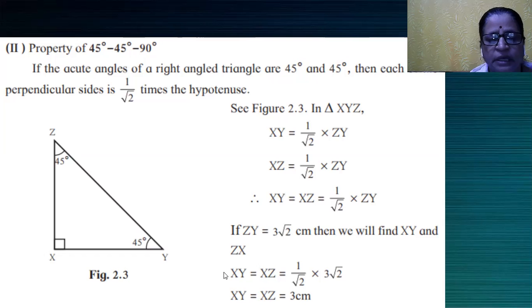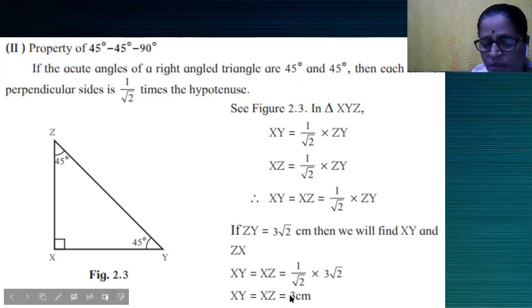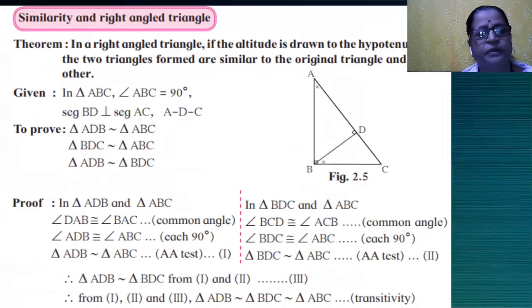So that XY is equal to XZ is equal to 1 divided by square root 2 into 3 square root 2. This square root and this square root get cancelled and remain 3. So that XY is equal to XZ is equal to 3 centimeter.